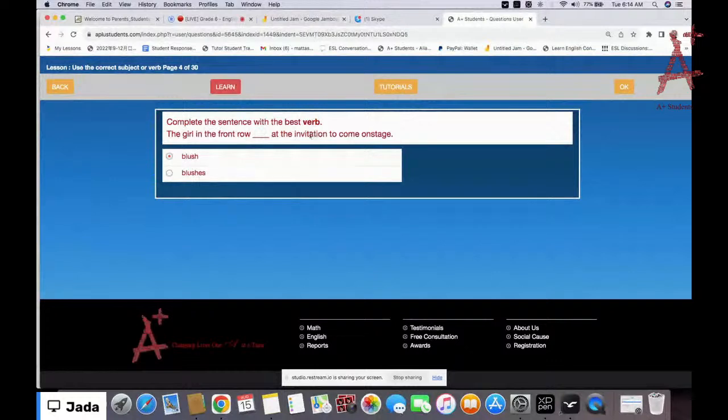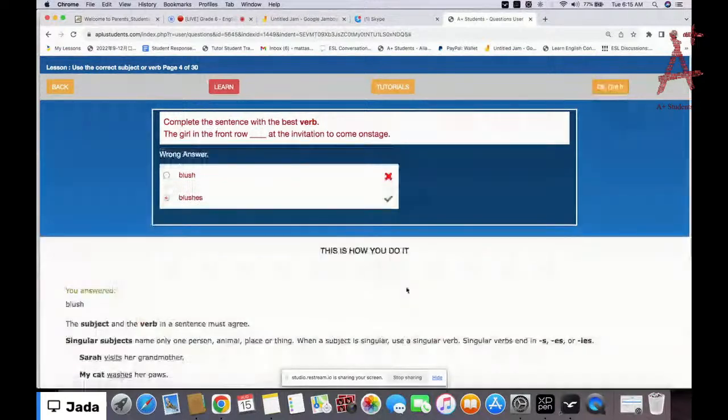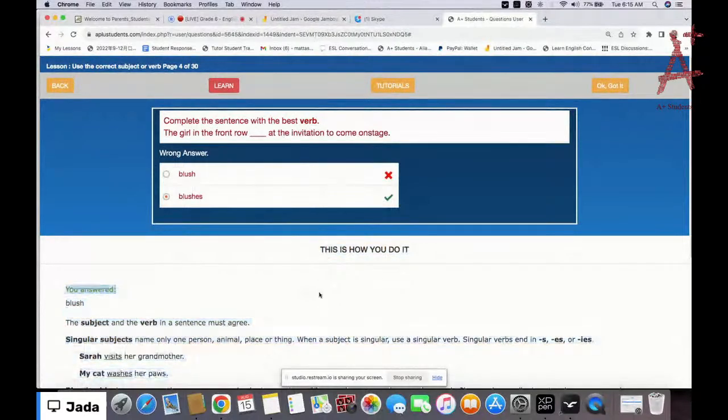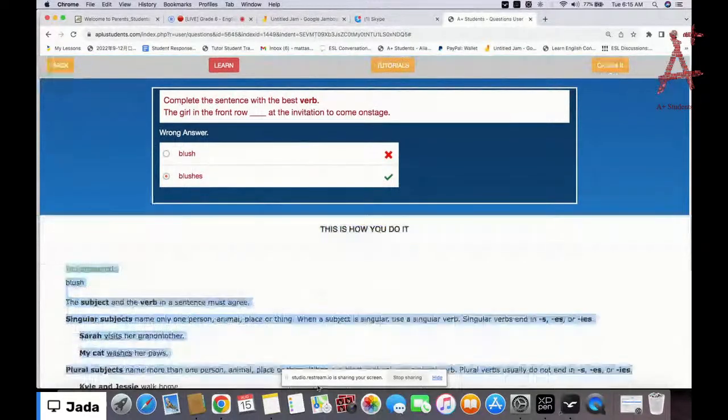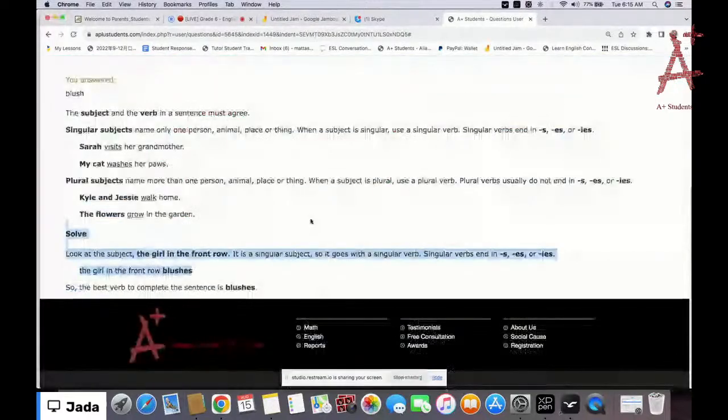So now once you pick "the girl blush at the invitation on stage," you click on blush and you get it all wrong. You will get it all wrong because the subject is what? The subject is singular, so you should have a singular verb. And a singular verb has an es after, or has the ies or s. So now once you get anything wrong, this is how to do it.